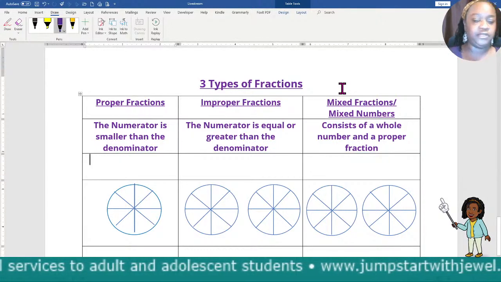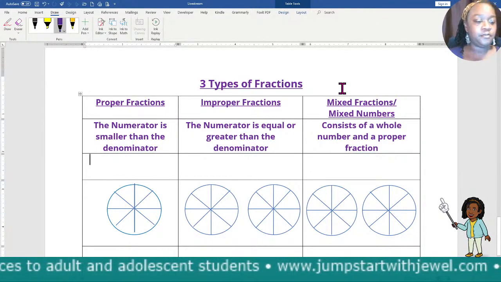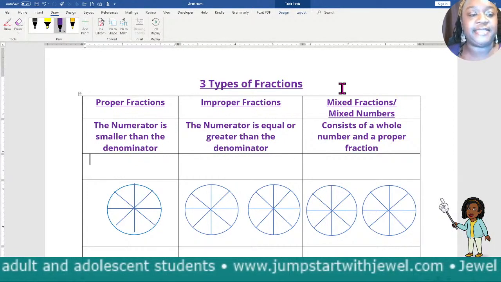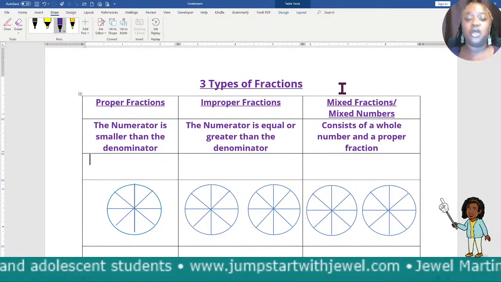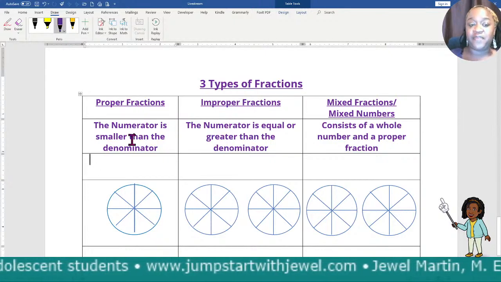Let me move this over so I can see better. There we go. That's better. Okay. Sorry.